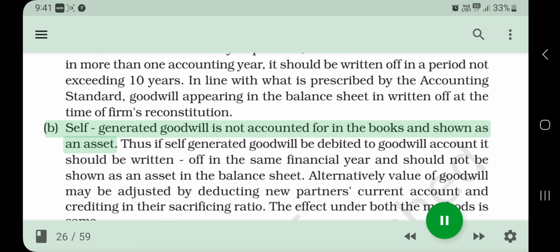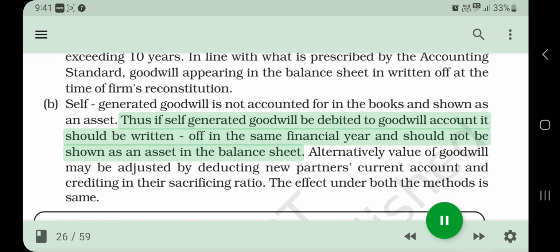Self-generated goodwill is not accounted for in the books and shown as an asset. Thus, if self-generated goodwill is debited to the goodwill account, it should be written off in the same financial year and should not be shown as an asset in the balance sheet.